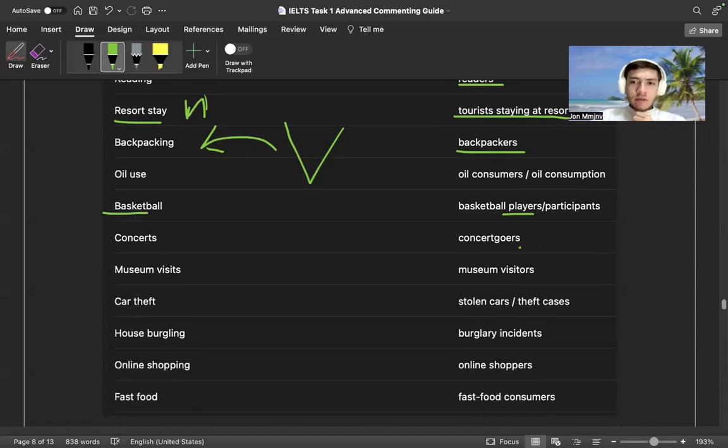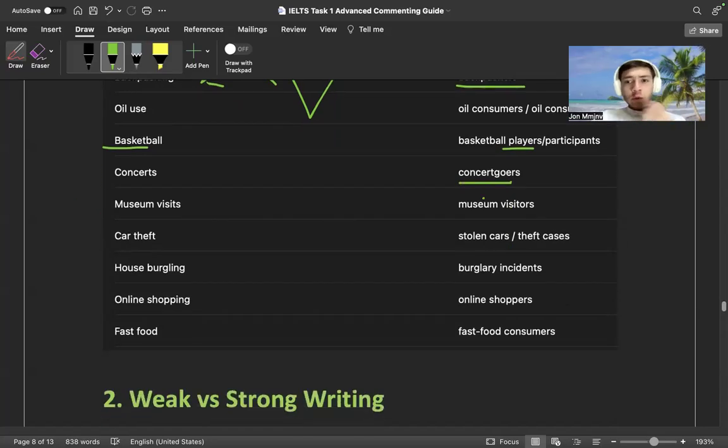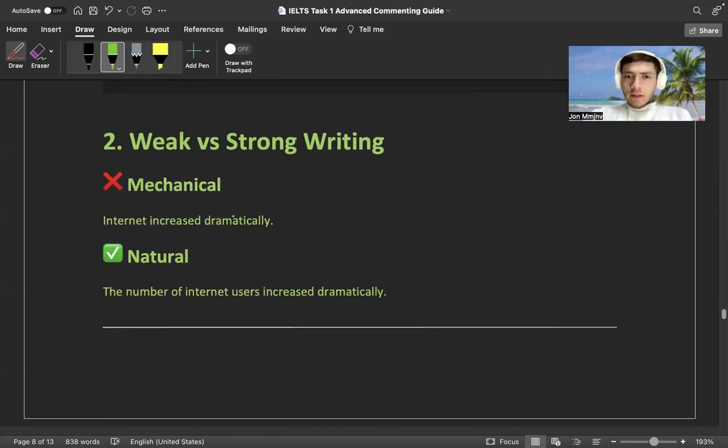Concert, you attend a concert, right? Concertgoers, nice phrase. Museum visits, museum visitors. Car theft, stealing cars. House burglary, burglars. Online shopping, shopping online or purchasing online, buying things online. Fast food, eating fast food, consuming fast food. Think about the verb for the category you have on your chart. That's the key.